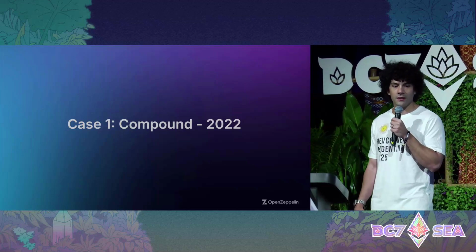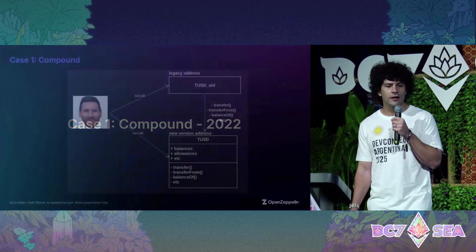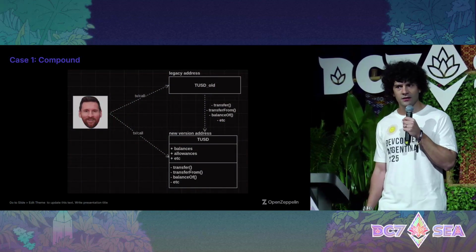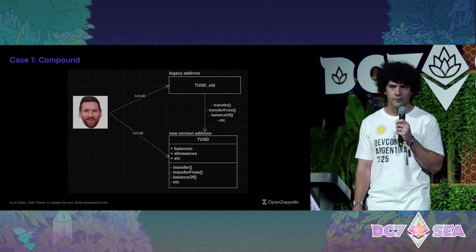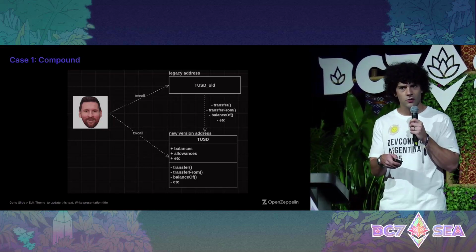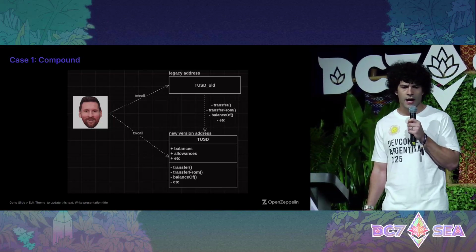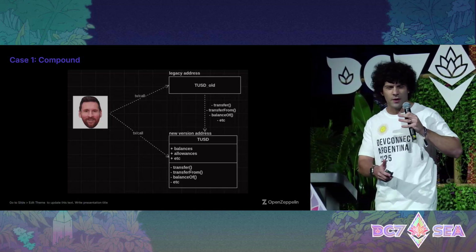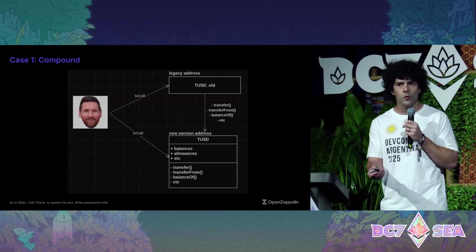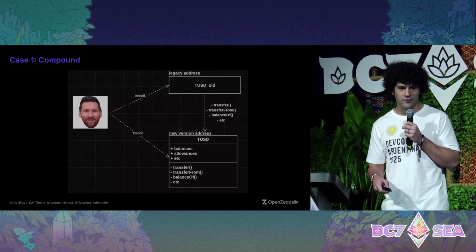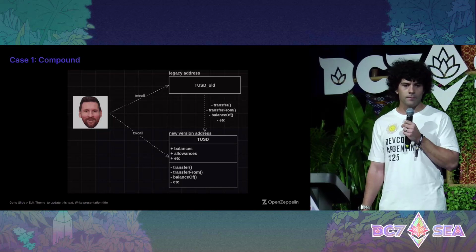So, first case, Compound, 2022. This was an issue that we found at the beginning of 2022 in a token named TUSD. This TUSD token had 2 entry points. So basically, if you want to transfer some of your TUSD tokens from one address to the other, you could use any of the 2 entry points. And how it worked: the legacy address, they did some kind of migration. This legacy address would, when you talk to the transfer function, forward the transfer function to the new contract. And the same with all the functions defined in the contract.